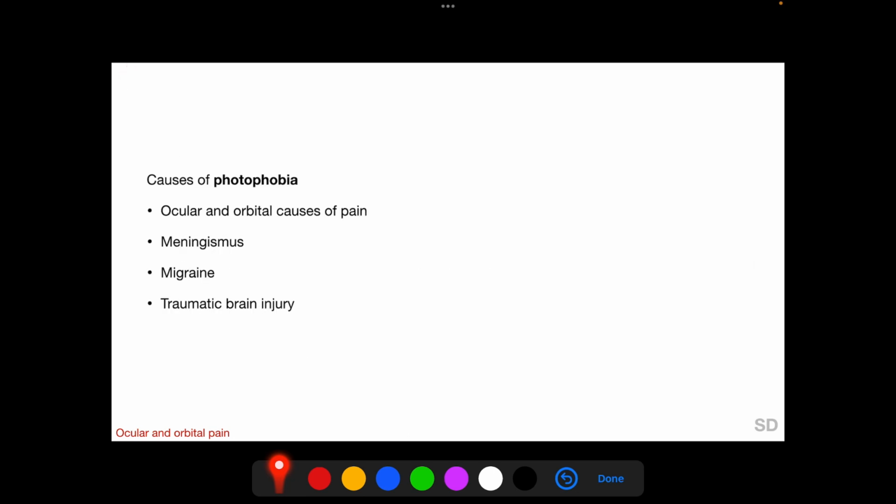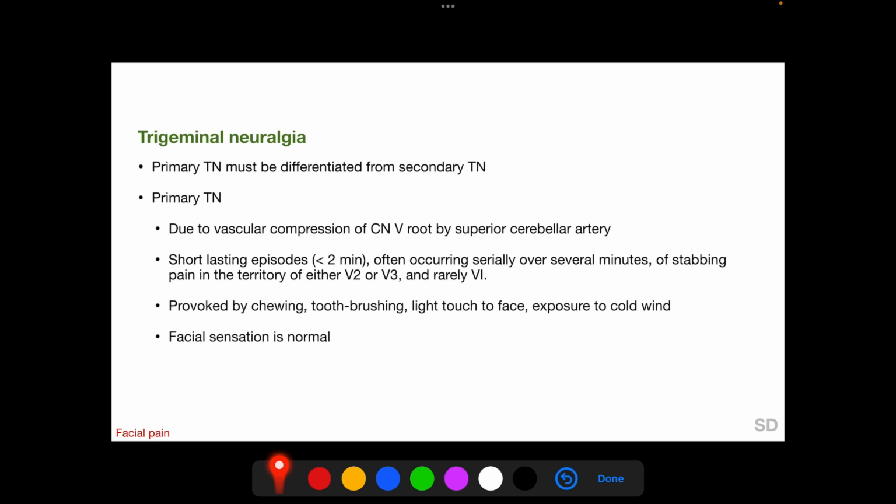Here we will briefly go through the causes of photophobia, and they include many of the ocular and orbital causes of pain. In addition, meningitis, migraine and traumatic brain injury may also cause photophobia. Coming to causes of facial pain, sinus headache is the most common and trigeminal neuralgia is the most well known.